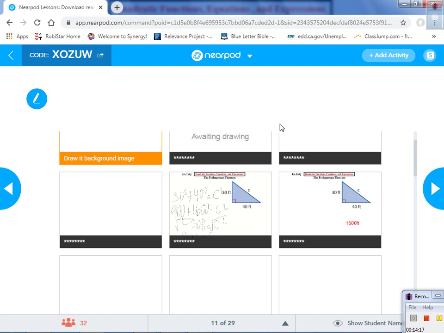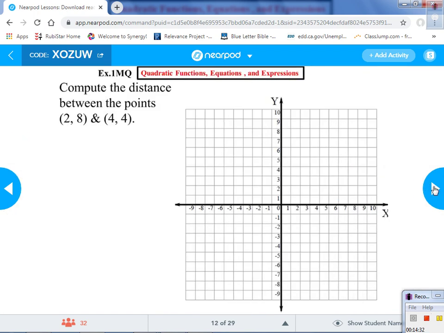All right. Get your graph paper in front of you. Let's do example 1 mega Q, I'm sorry. Copy that on the top left. It says compute the distance between the points (2, 8) and (4, 4).